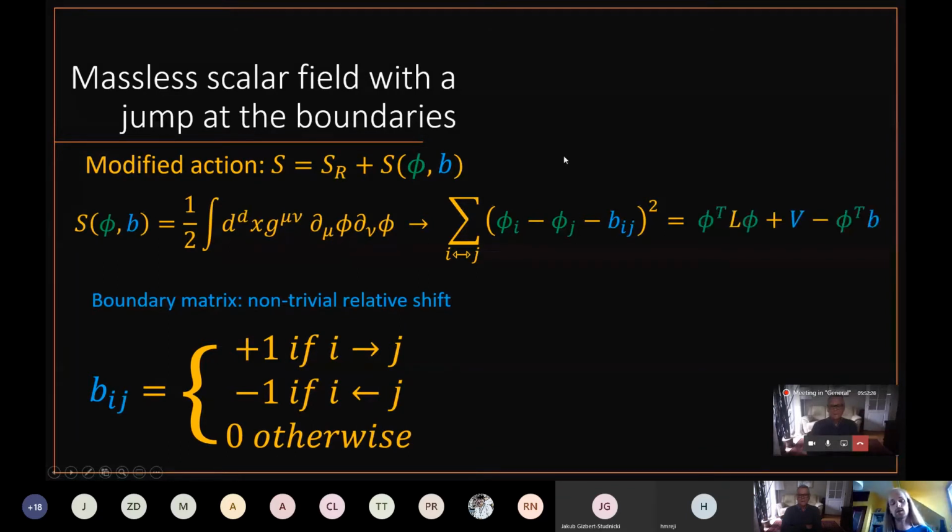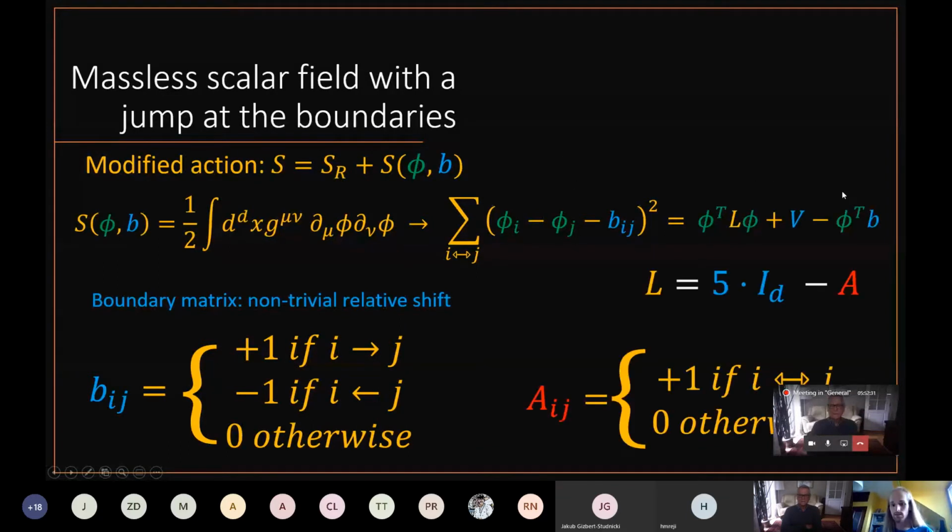If we expand the action, then we can see that there are three terms. The first term is related to the Laplace operator, which is formed as the degree matrix, which is just the degree of the simplices, which is 5 times the identity matrix, minus the adjacency matrix. That adjacency matrix encodes the connectivity. If simplex i is next to simplex j, then the value of this matrix is +1 and 0 otherwise. V is the volume of the boundary, which is quadratic in V_ij, and we have also a term which connects the field to this boundary via this boundary or jump vector.